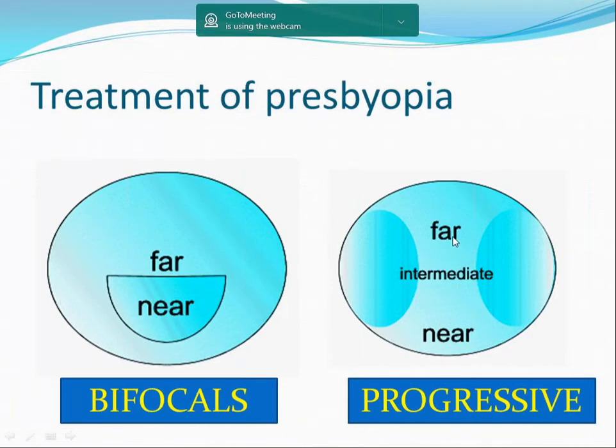That's why we have what are called progressive glasses, in which there is distance for far and near, and along with that there is also intermediate distance, which will help in viewing computers, because we need so much intermediate distance these days. So the latest for presbyopic correction is the progressive glasses instead of bifocals.